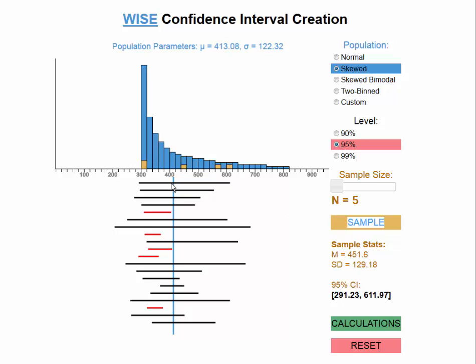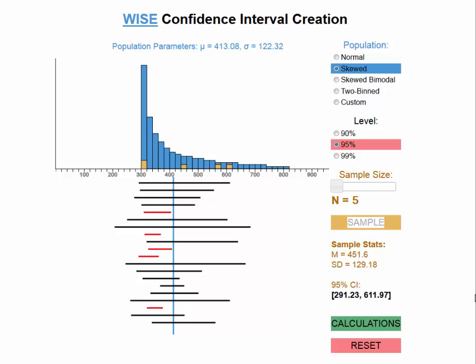mean. That's about 15%. So if we were sampling from a population that was skewed like this one, we might think we're calculating 95% confidence intervals, but in fact they would only be 85% confidence intervals. So we can see that's problematic here.